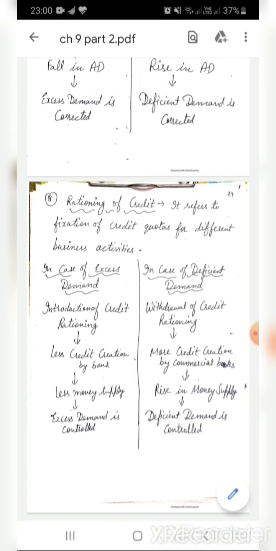In case of deficit demand, there is withdrawal of credit rationing. There will be no quotas, more credit creation by commercial banks, rise in money supply, and deficit demand can be controlled.